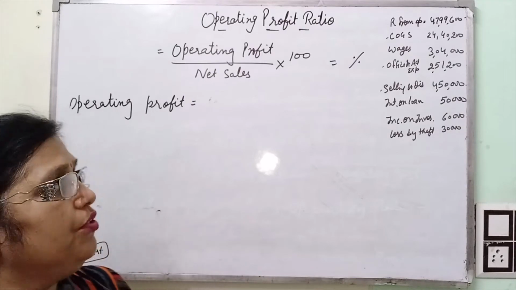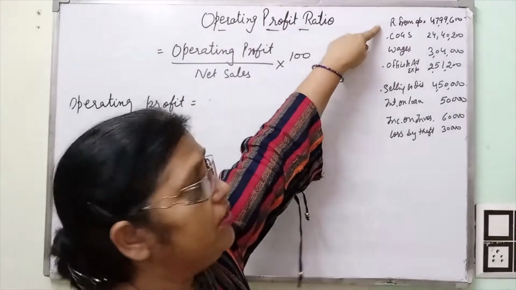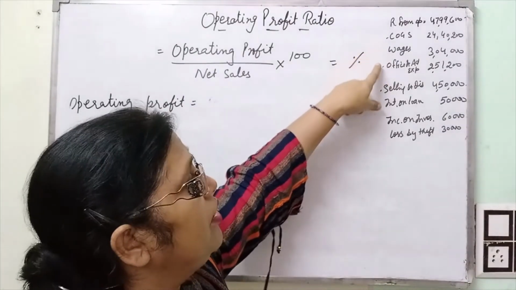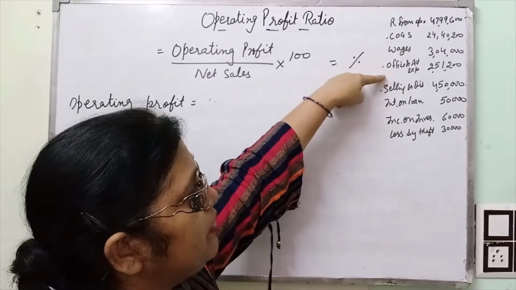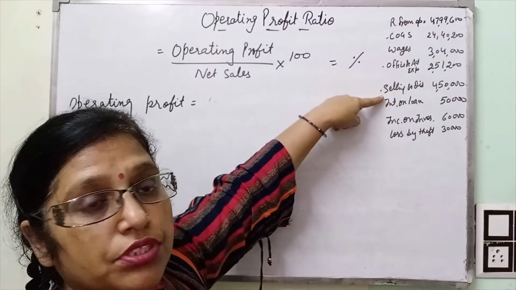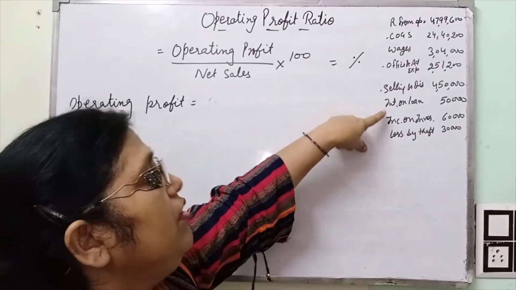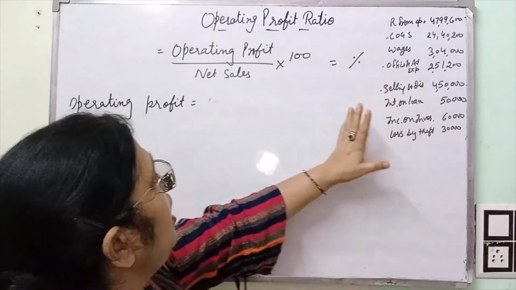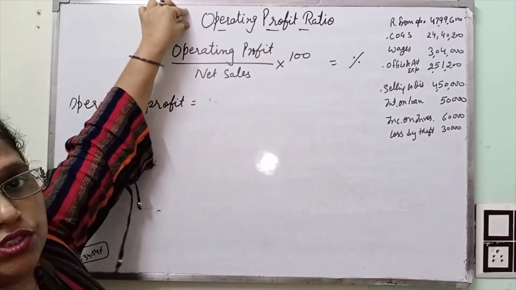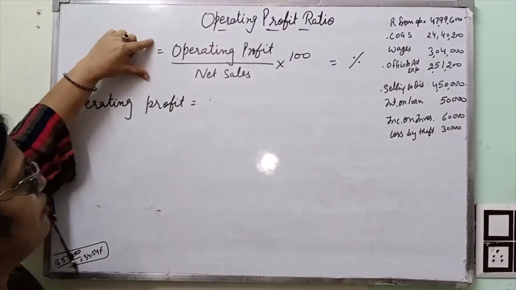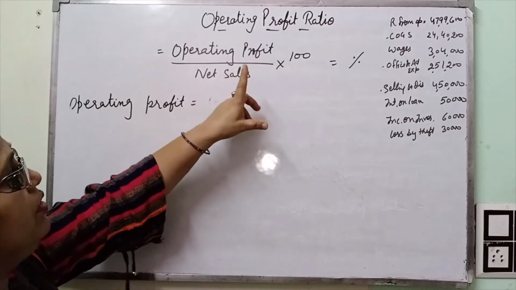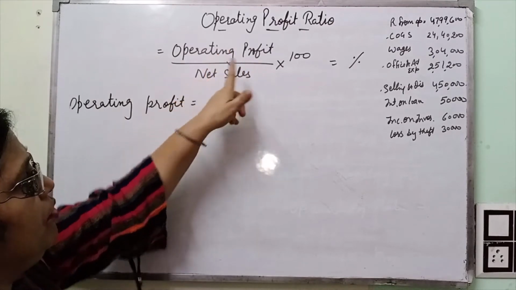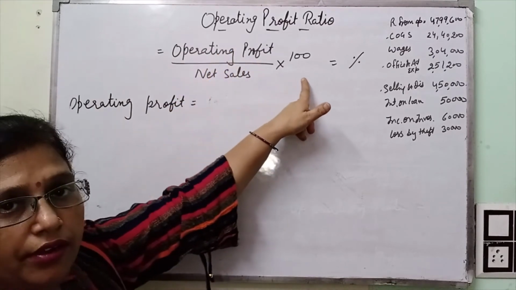So in your question, you have revenue from operation, cost of goods sold, wages, office and administrative expenses, selling and distribution expenses, interest on loan, interest on investment, loss by theft. And we have to calculate operating profit ratio. First of all, we have to write the formula, that is operating profit ratio is equal to operating profit upon net sales multiplied by 100.